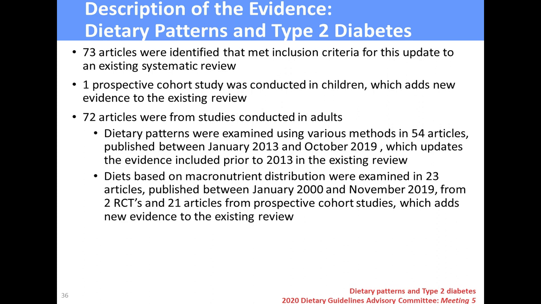73 articles were identified that examined the relationship between dietary patterns and risk of type 2 diabetes and met inclusion criteria for this systematic review. One prospective cohort study was conducted in children, which is new to the existing review. 72 articles were from studies conducted in adults. Dietary patterns in adults were examined using various methods in these articles, which updates the evidence included prior to 2013 in the existing review. The relationship between diets based on macronutrient distribution and type 2 diabetes was examined in 23 articles from 2 RCTs and 21 prospective cohort studies, which brings new evidence to the existing review.